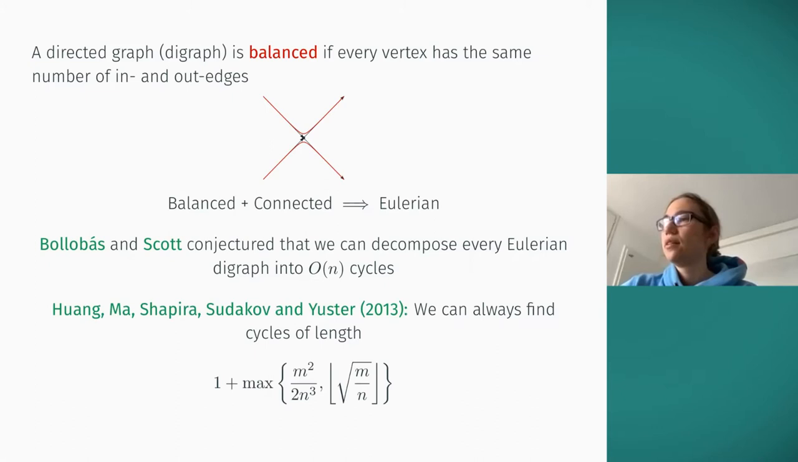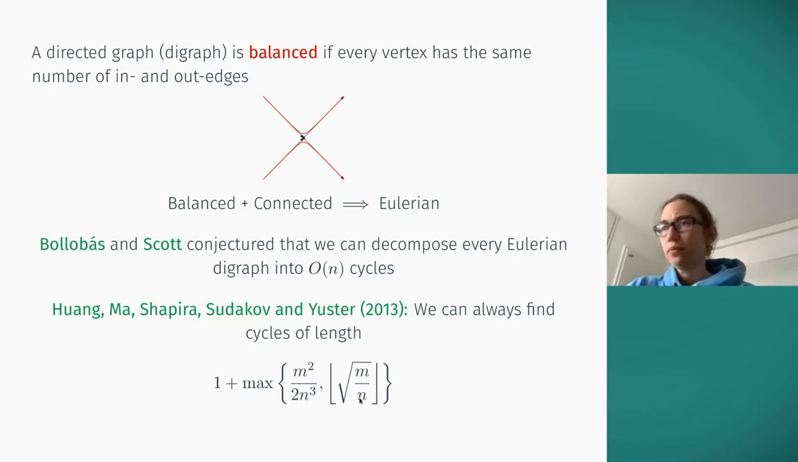And people have worked on this before. People looked mainly at long cycles in digraphs because this Erdős–Gallai result for undirected graphs does not transfer to directed graphs in any kind. One result on long paths and long cycles in digraphs is by Huang, Ma, Shapira, Sudakov, and Yuster from 2013. They show that you can always find cycles of length of this type. Note that this is asymptotically equal to the Erdős–Gallai bound if m is either quadratic in the number of vertices or linear in the number of vertices, but it's pretty far off if m is somewhere in between.